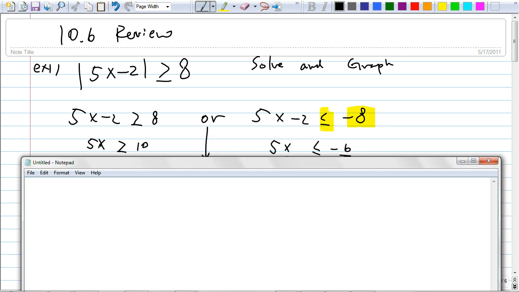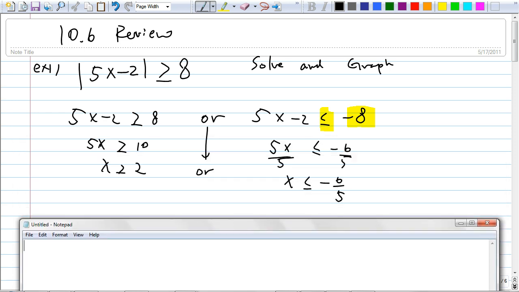So when you solve, did anybody need more time to solve? Okay, did you all get this? When you solve, you get x is greater than or equal to 2, or x is less than or equal to negative 6 over 5. Is this what we got? Yes? On the test, you have to write the or down. You have to write or. Of course you do. If you don't, then how do you know how to get the right answer?